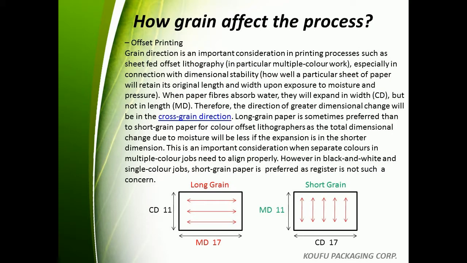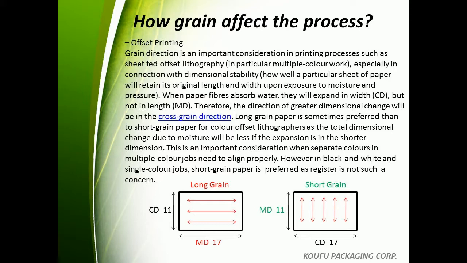How does grain affect the process? Offset printing. Grain direction is an important consideration in printing processes such as sheet-fed offset lithography, in particular multiple color work, especially in connection with dimensional stability. How well a particular sheet of paper will retain its original length and width upon exposure to moisture and pressure. When paper fibers absorb water, they will expand in width or CD, but not in length or MD. Therefore, the direction of greater dimensional change will be in the cross-grain direction.